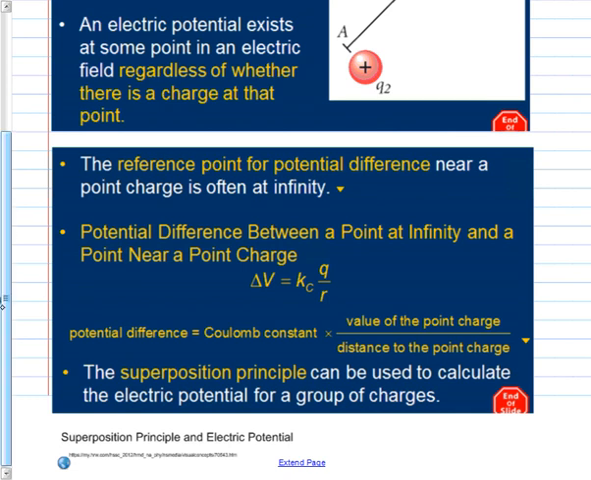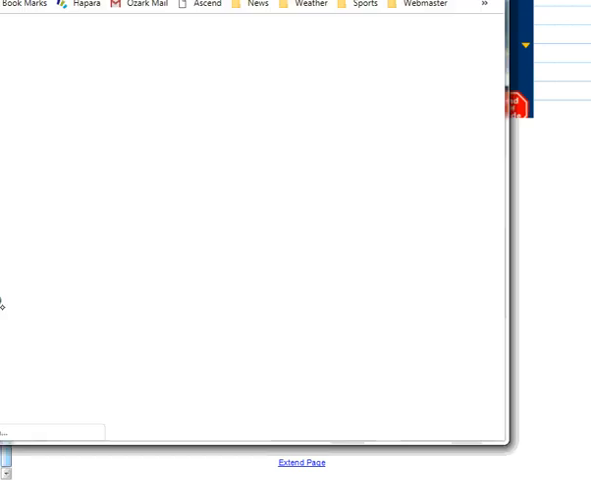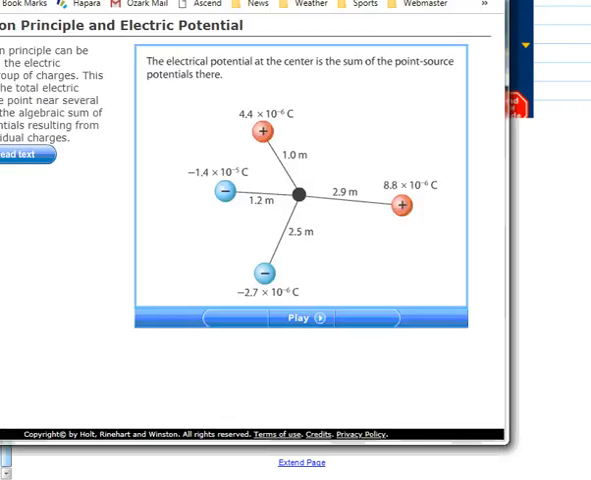Superposition principle. Anytime you see that, we're talking about vectors that we can add together all at one point. It can be used to calculate the potential for a group of charges. So we're going to see vectors, we're going to combine vectors. So here's the idea. The electric potential at the center, so how much electric potential energy do we have because of all these other charges around this, is going to be just the vector sum of all these.